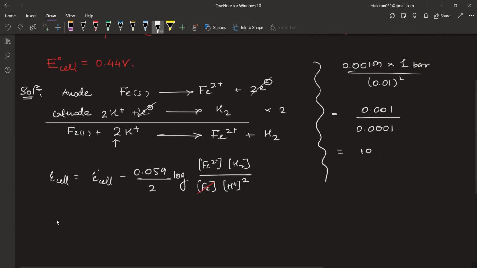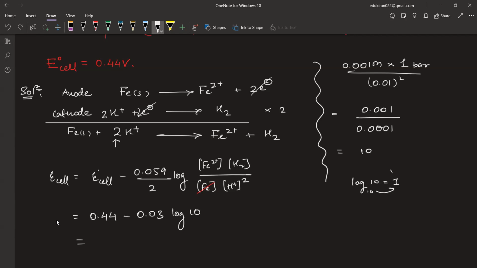Now we will write what? E cell is equal to 0.44 minus, you can write this 0.059 as 0.06, and it will be 0.03 if you divide it by 2, log 10. And log 10 will be equal to how much? Log 10 will be equal to 1, because log of base 10 to the 10, so 10 to the power 1 is equal to 10. So write this as 0.44 minus 0.03, which will be equal to 0.41 volts.